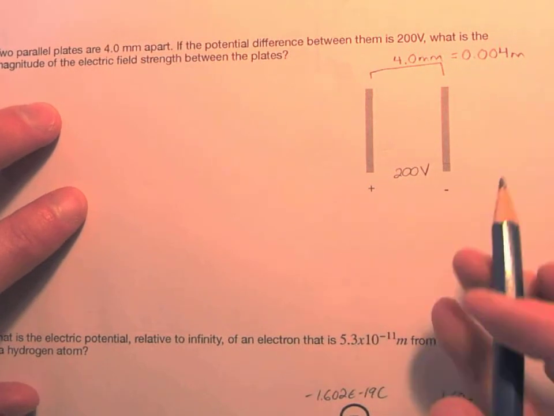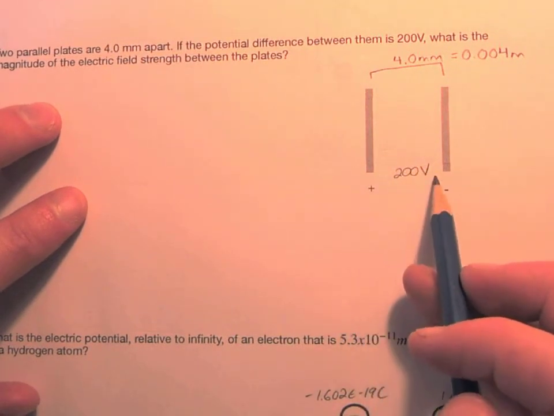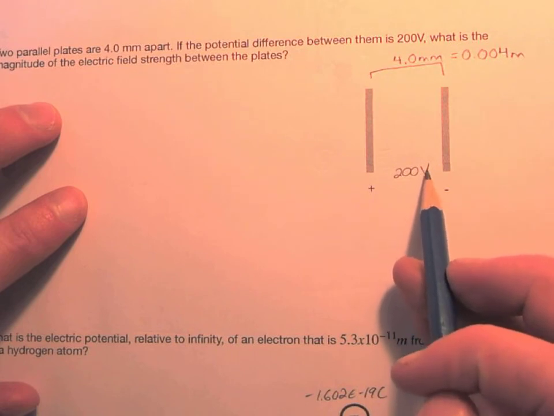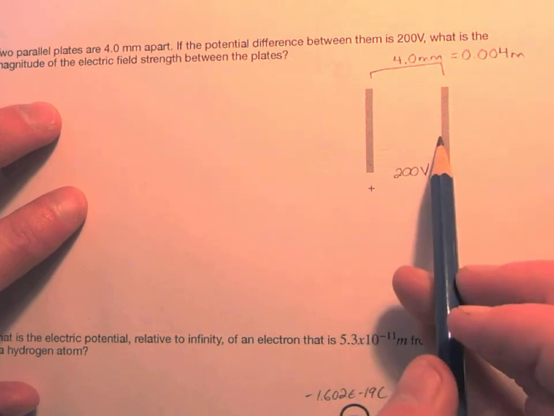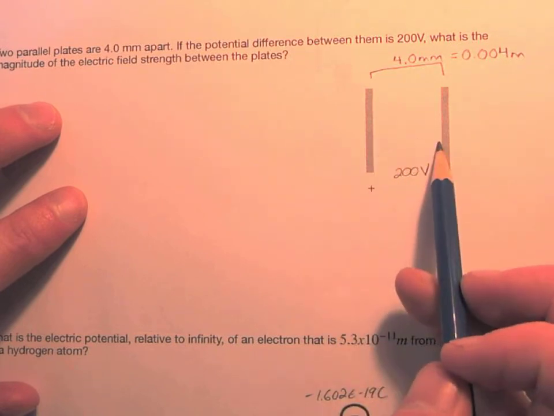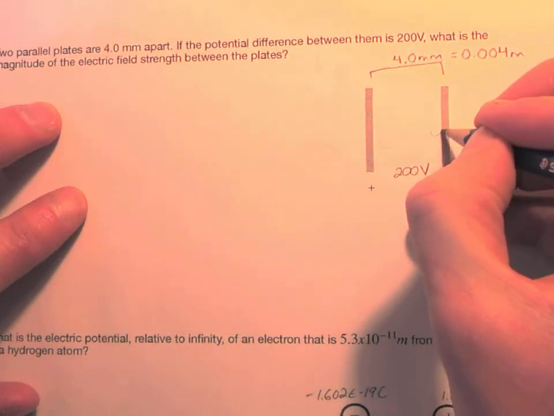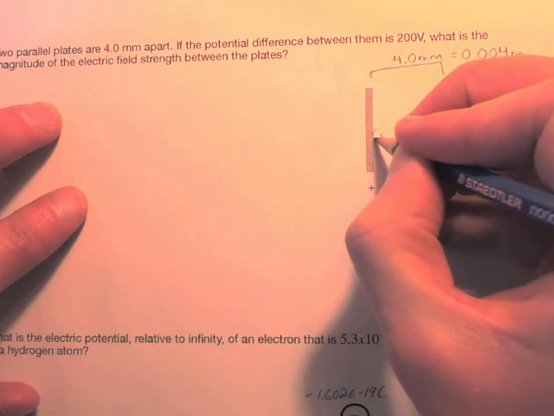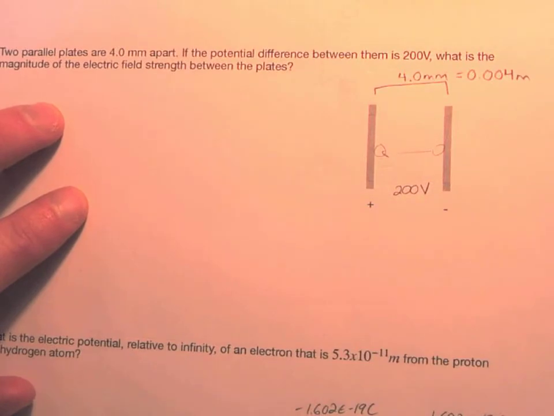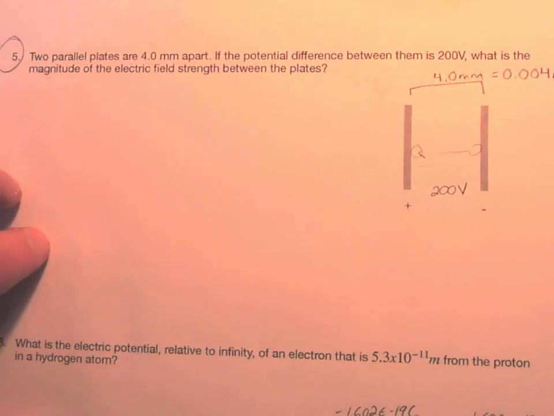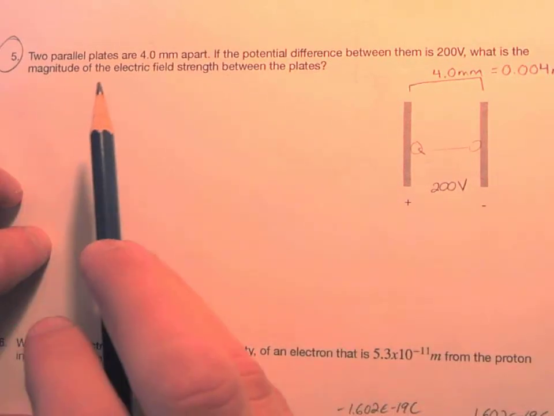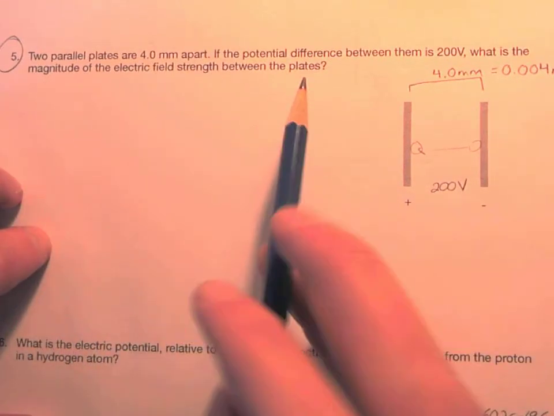And then it has this potential difference, which is very confusing, but it's the joules per coulomb to get from one spot to the other. So if you have 1 coulomb of test charge and you want to bring it from here to here, it would take 200 joules of energy. That's what it means.